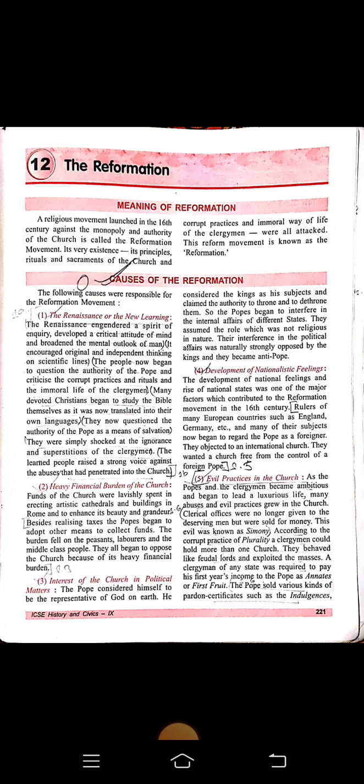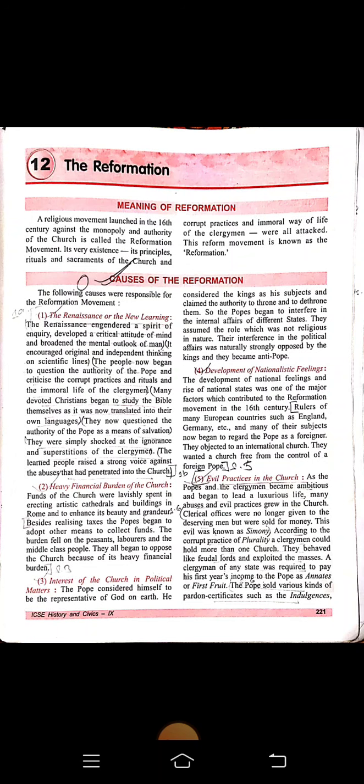Number two, heavy financial burden of the church. Besides applying taxes, the popes began to adopt other means to collect funds, and so the burden fell upon the peasants, laborers, and the middle class people. They all began to oppose the church because of its heavy financial burden.